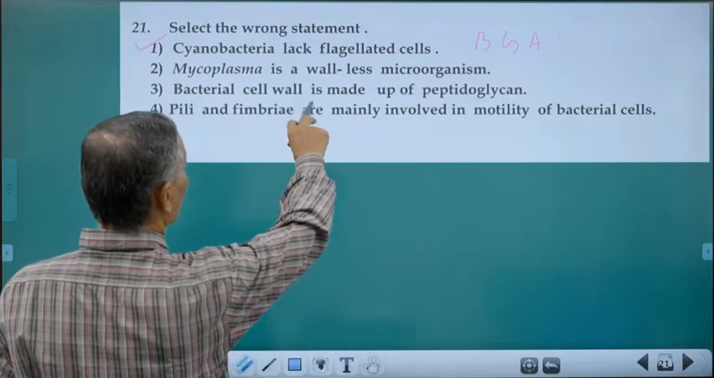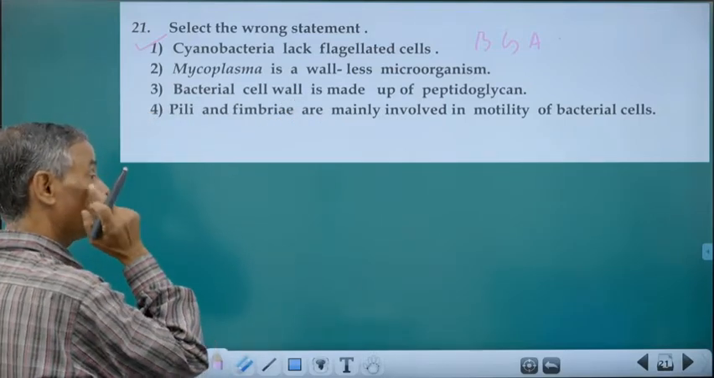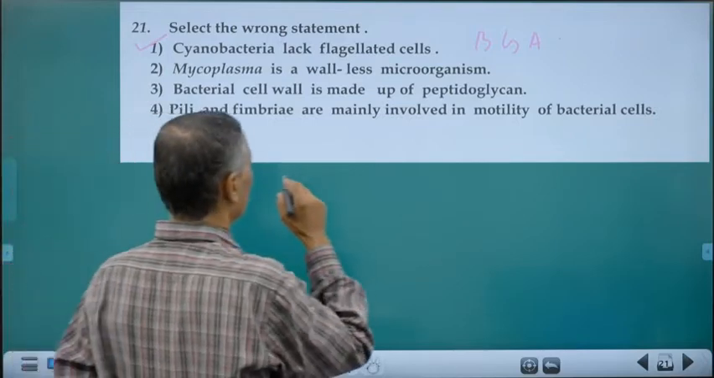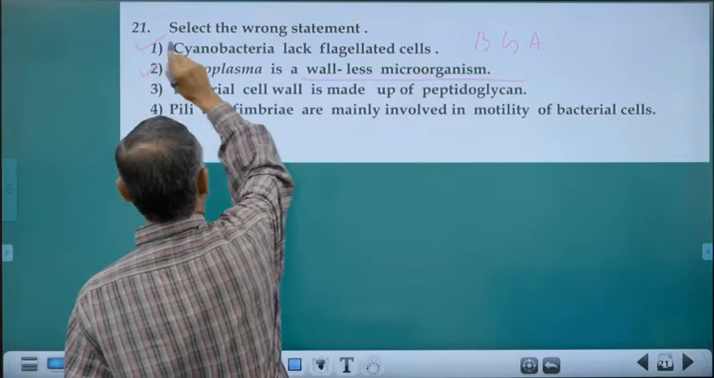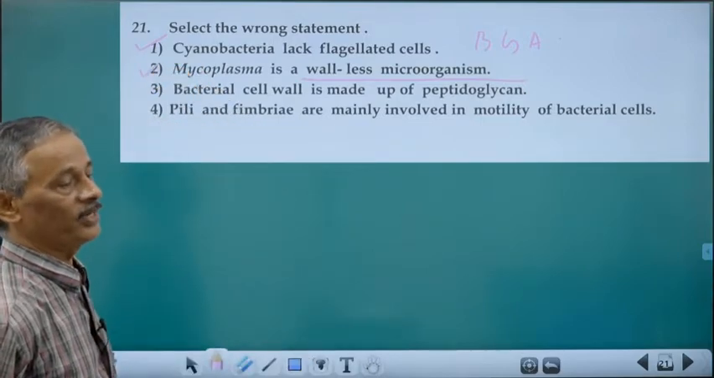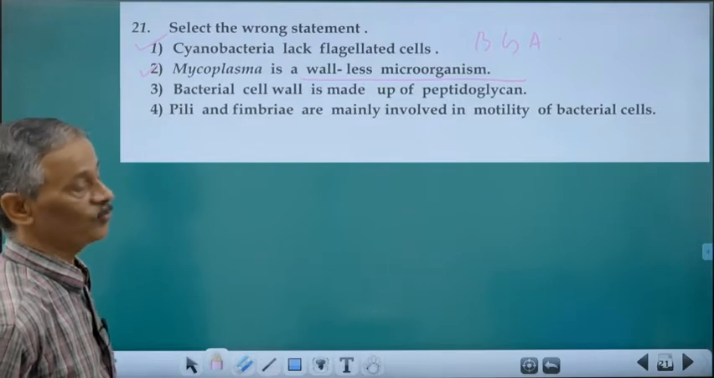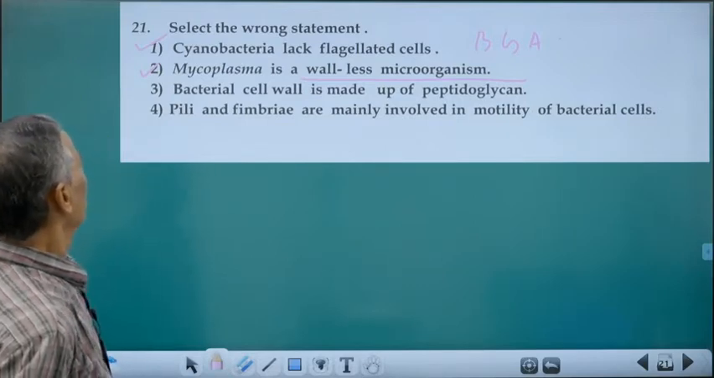Mycoplasma is a wall-less microorganism. What is mycoplasma? They are also called PPLO. They are all wall-less. They lack a cell wall. That's why they can change their shape. That's why they are pleomorphic, changing their shape.